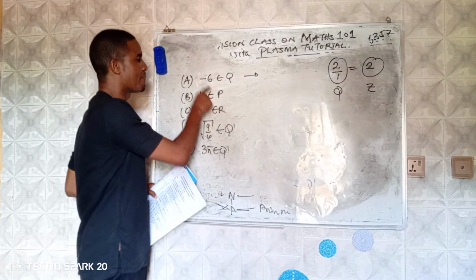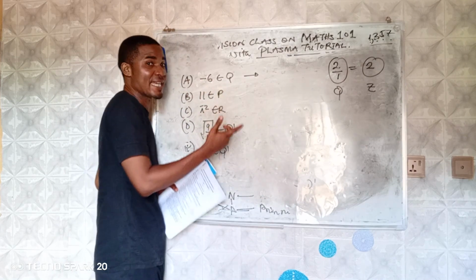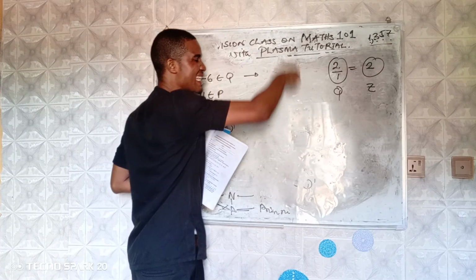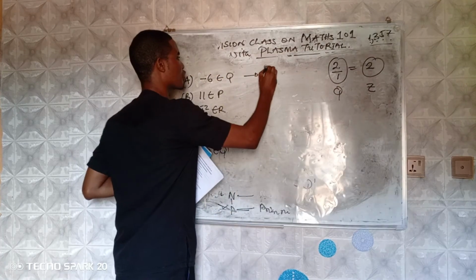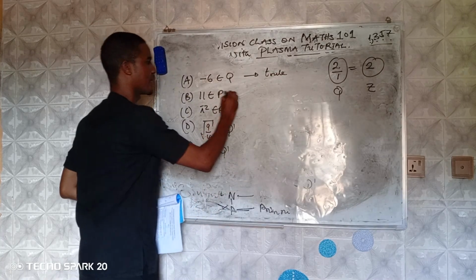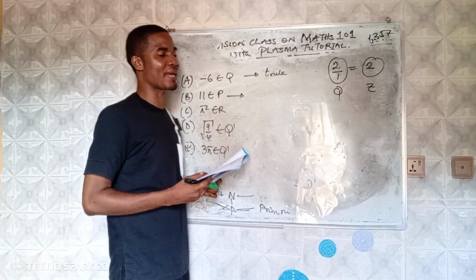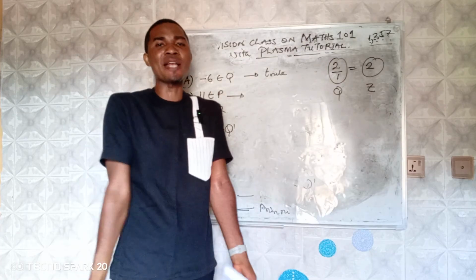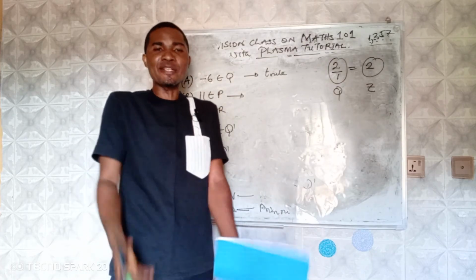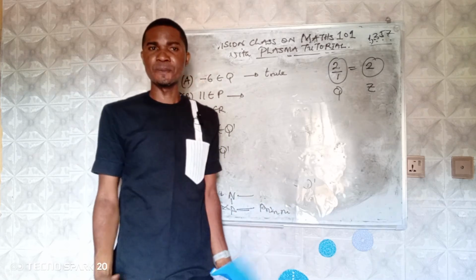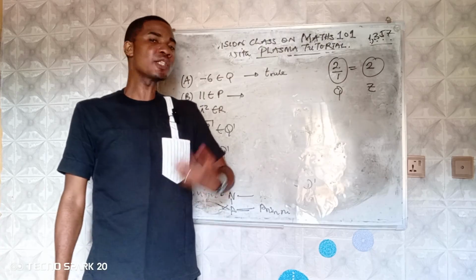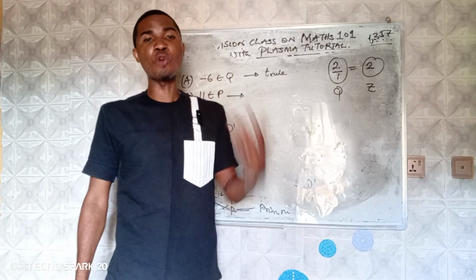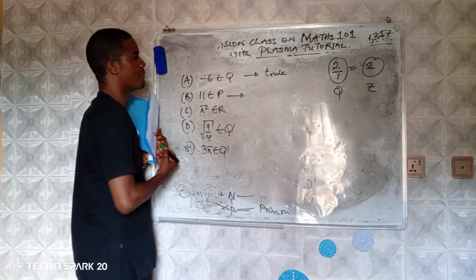So bringing that knowledge here, is minus 6 an element of rational numbers? Yes, because minus 6 over 1 is a rational number, though minus 6 is a negative integer. So this is true. Let's look at this. 11 is an element of prime numbers. Yes, 11 is a prime number. Why? Prime numbers have only 2 factors. That means there are only 2 numbers that can divide them. The first number is 1, and the second number is themselves. 11 divided by 1 is 11. The only other number that can divide 11 is another 11. 11 divided by 11 will give you 1. Every other number cannot divide 11. So 11 is a prime number, which is true.